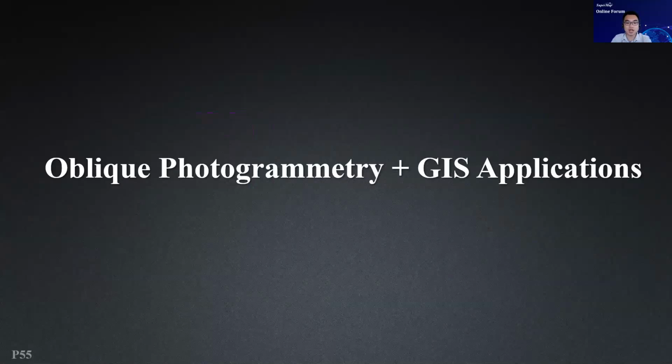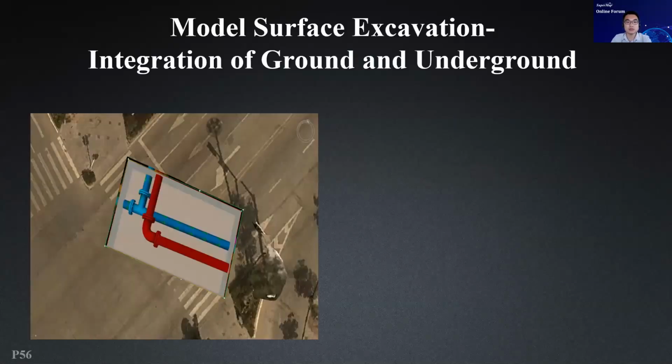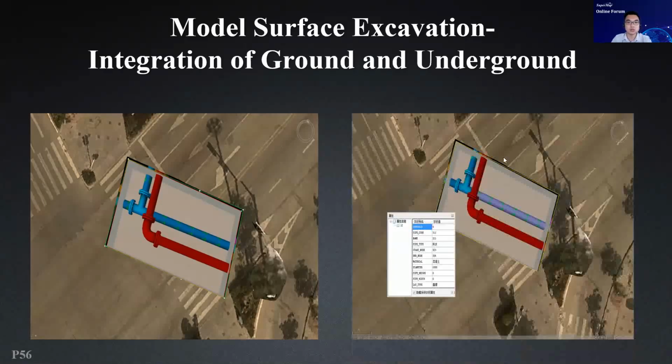So after we know how to integrate the optical photogrammetry with the GIS data, now I will show you some applications using this technology. Here, in some urban planning projects or smart city projects, we need to know the real status of the underground pipeline, so we can overlay these two data. We can drag the ground, select the pipeline and check the attributes.